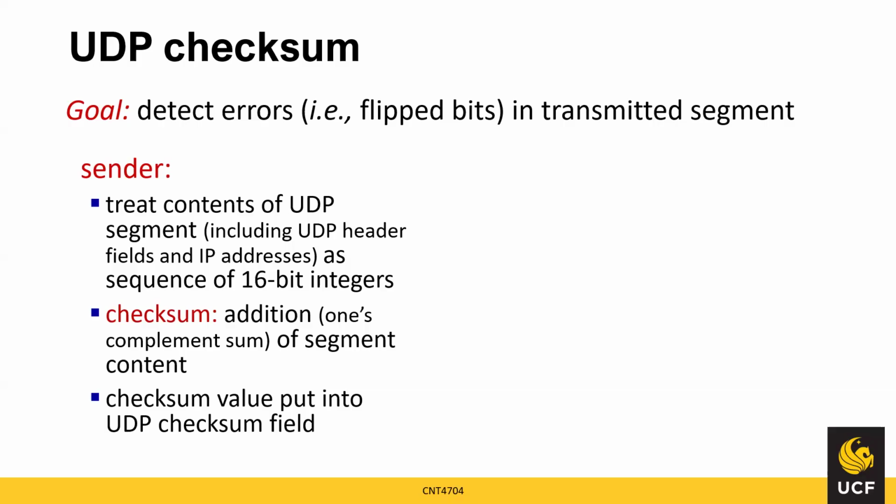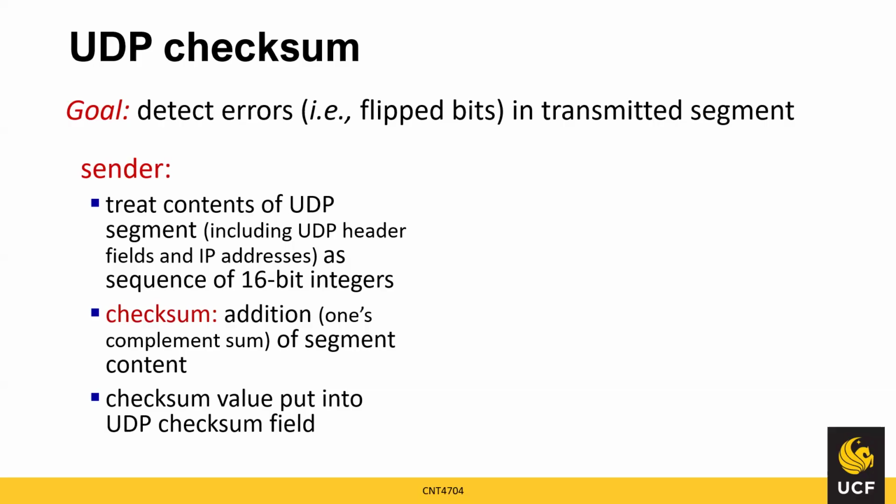We have the sender side and the receiver side. On the sender side, the UDP segment is treated as a sequence of 16-bit numbers, including the header and the data, which is the payload. The sender adds them using one's complement arithmetic, and the result, the checksum, is stored in the UDP header before the segment is sent down to IP. So the application makes a request, it gets sent to the transport layer, the segments get created, and part of the segment header is the checksum. The sender adds all the bits, as in our example, and then sends the segment to the receiver.